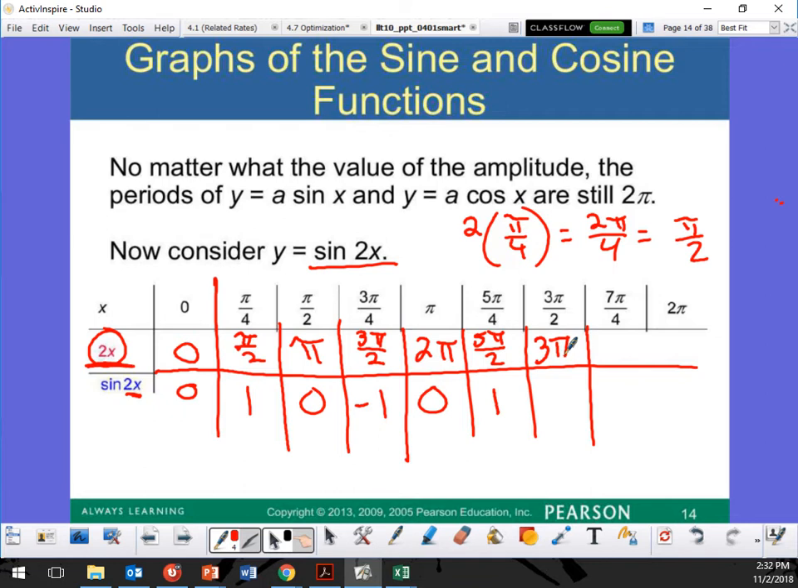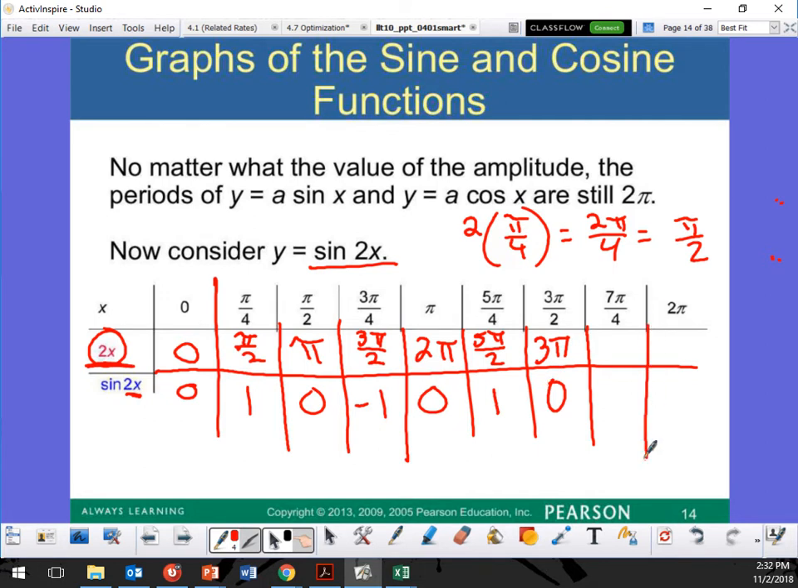Because this is a periodic function, it keeps repeating over and over again. It keeps going around the circle. So, what is the sine at pi? 0. Okay? Now, let's do this next one.